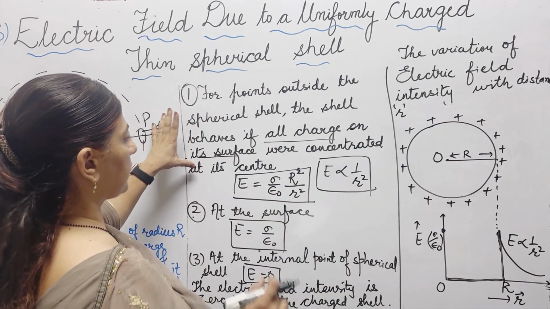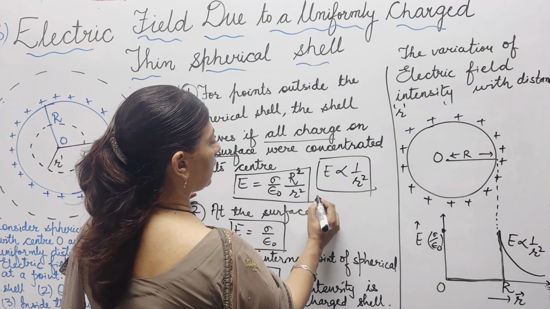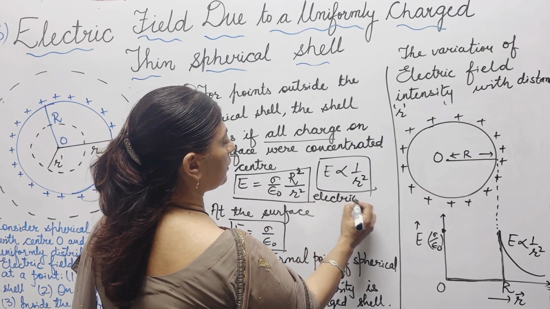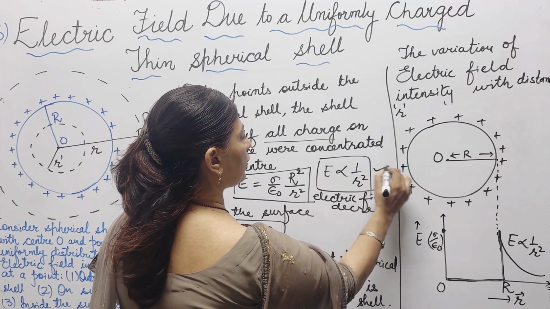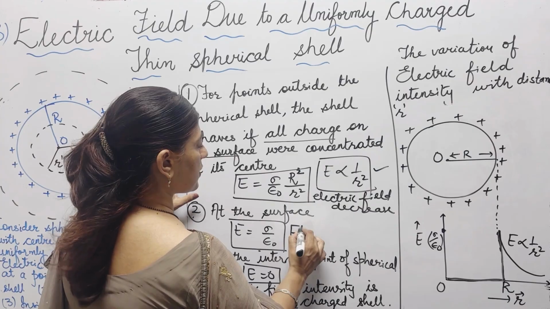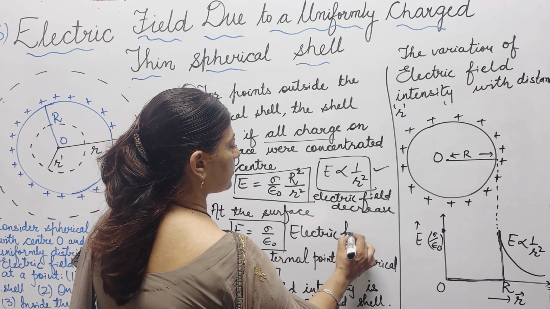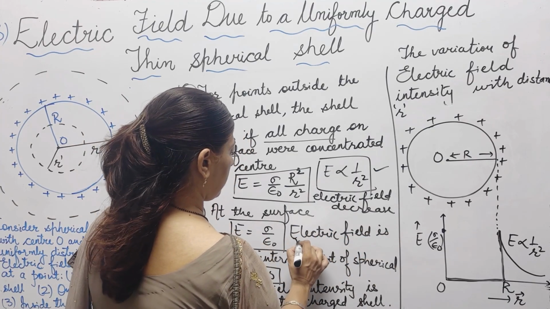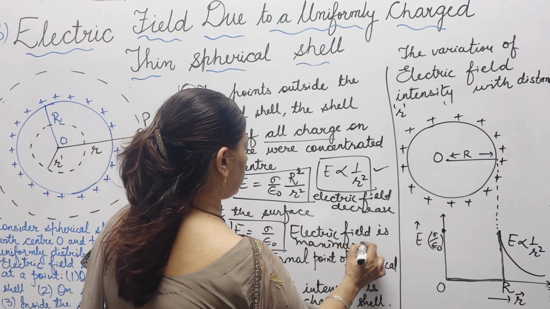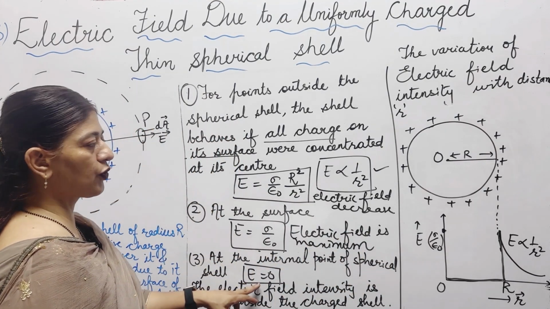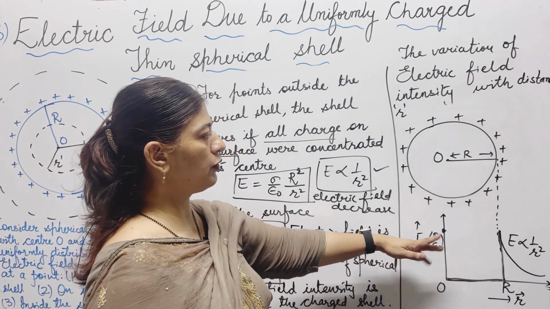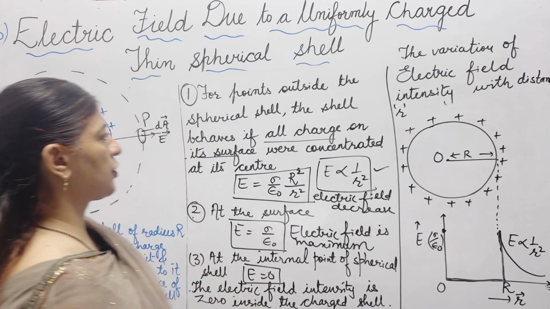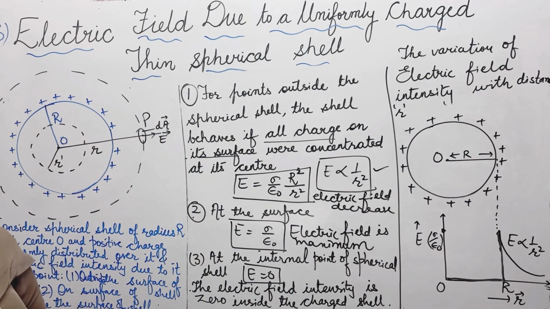So at points outside the shell, electric field decreases according to this relation. At the surface, electric field is maximum, and inside, electric field is 0. And these things we have plotted in this curve that we have drawn, electric field versus the distance. So this is all about the electric field intensity due to a uniformly charged spherical shell.